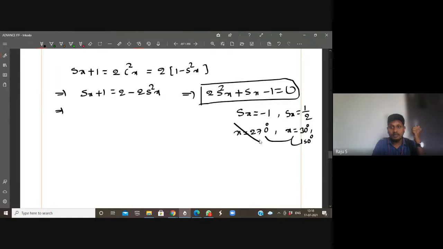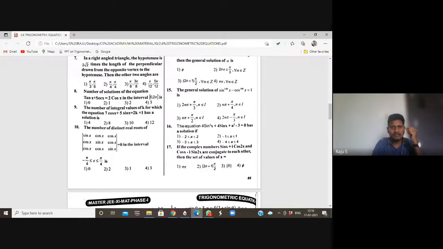Like that, very logically you have to think. Generally the students will write, okay, 3 solutions are correct. They thought that their answer is correct. But it is absolutely wrong. Okay. Right. Now question number 9: the number of integral values of k for which the equation 7 cos x plus 5 sin x equals 2k plus 1 has a solution. Do it fast.